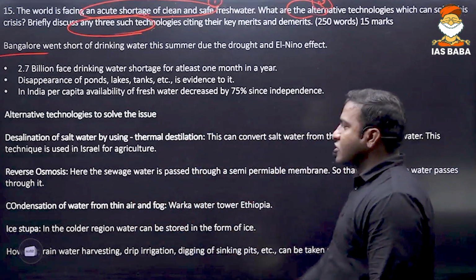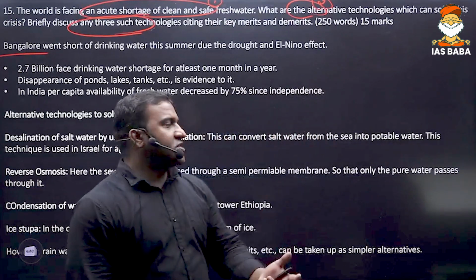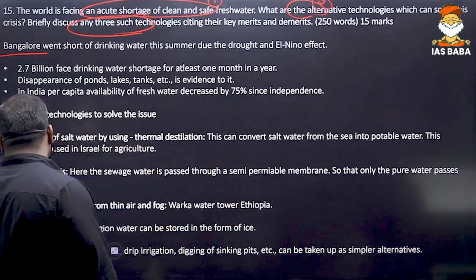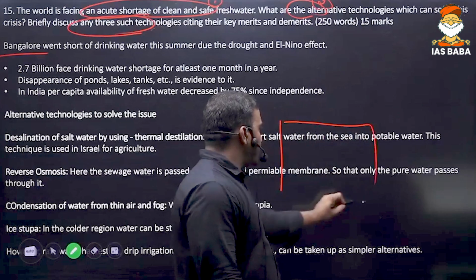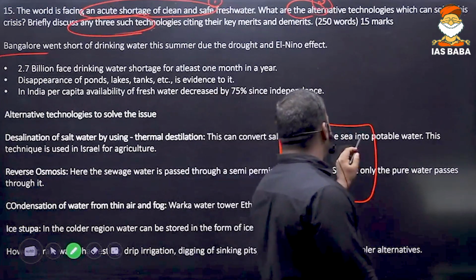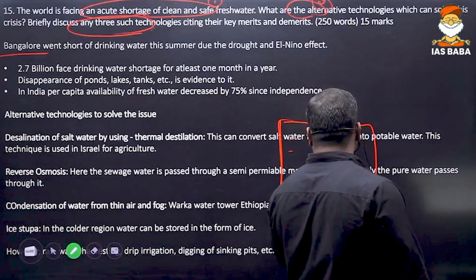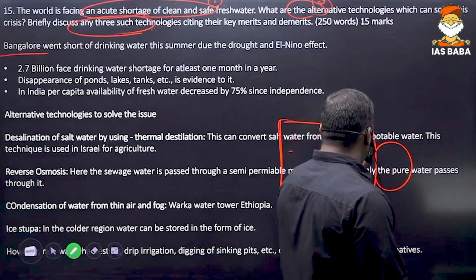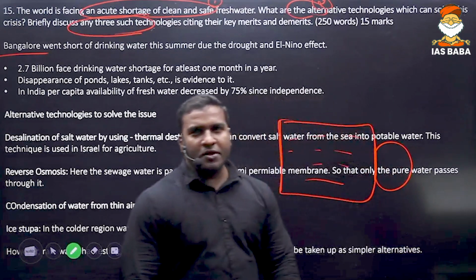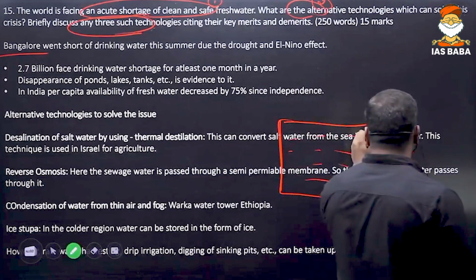Then reverse osmosis. Friends, briefly explain what reverse osmosis is. You can draw a diagram also here. Say for example, take the wastewater and pass it through a semi-permeable membrane. Yes, like this.